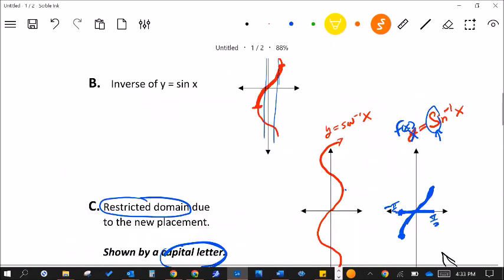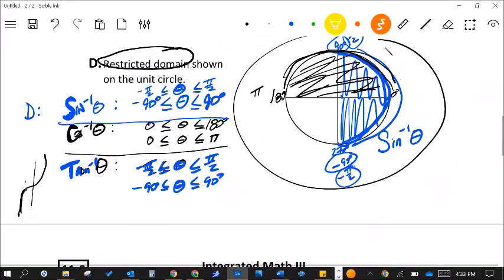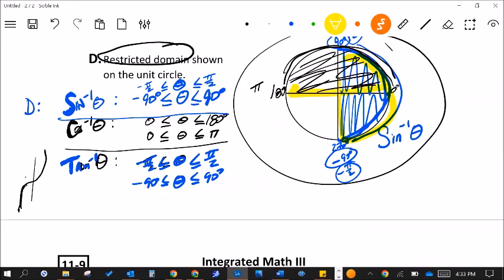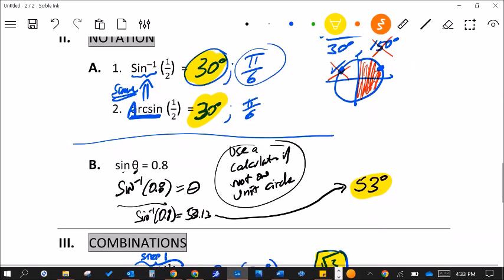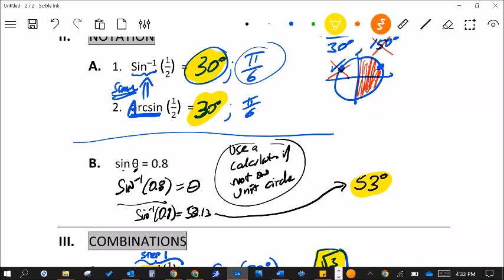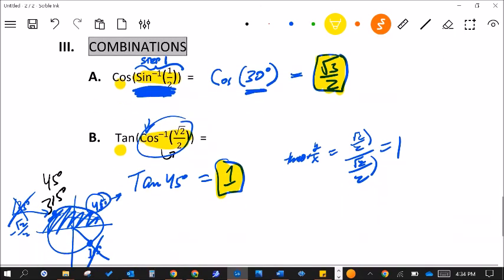So this first page was explaining the concept and having you see it and recognize the issues of the domain. Then seeing the notation with sine⁻¹ or arcsine, and simply getting the angle, or using a calculator if appropriate, if it's not on the unit circle. And the combinations, where we do a step 1 and then a step 2. Step 1 is getting the angle, as you see in these two examples. And then step 2 would be using the cosine or using the tangent.